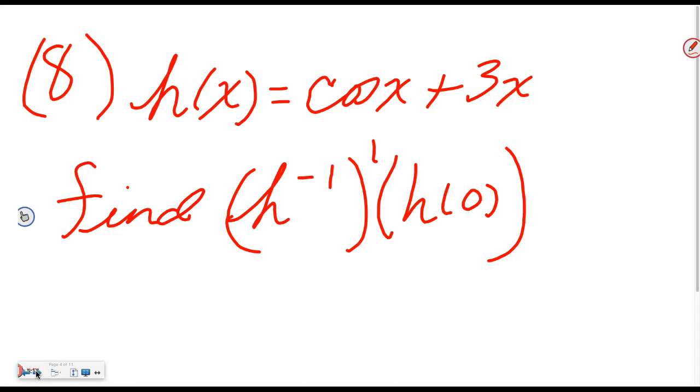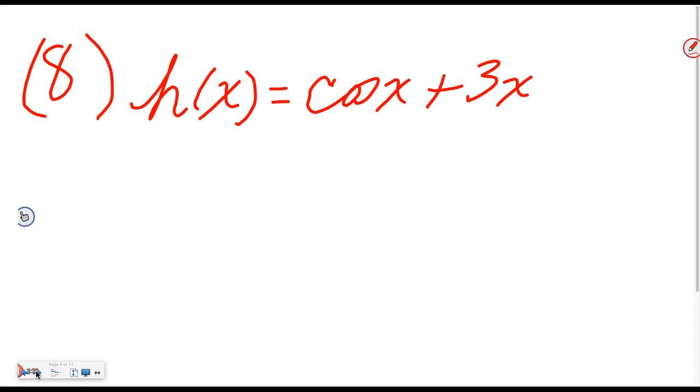And the last one, because something weird, the whole notational fluency is huge with this number 8. I'm going to write this a little smaller so I have a little bit more room to write. So for number 8, we have a function h explicitly given as the cosine of x plus 3x. What am I being asked to find? I'm being asked to find the derivative of h inverse at h of 0.